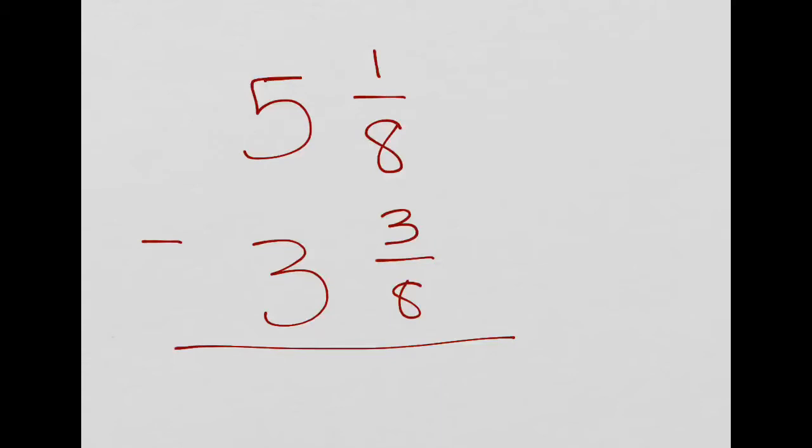First thing we're going to do is cross out our 5 and take 1 away from that and make it a 4. Our 1 that we take away from there simply goes in front of our fraction over here.